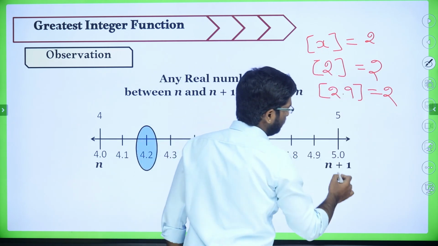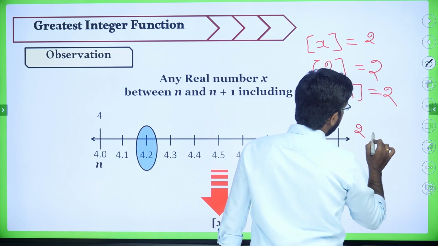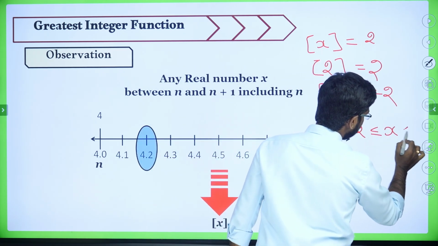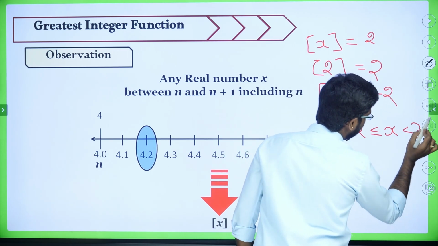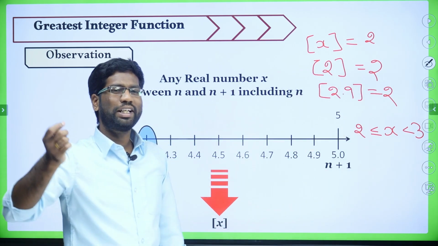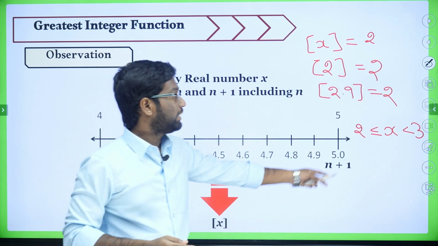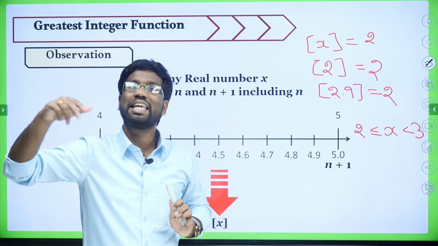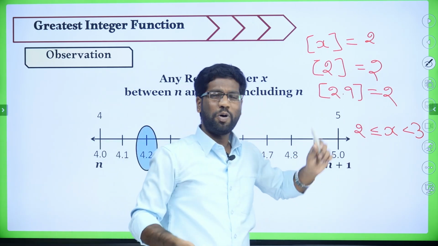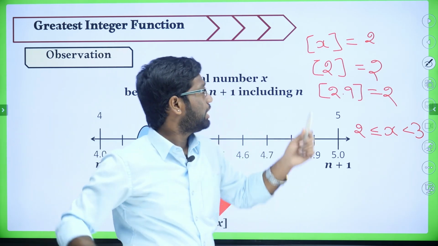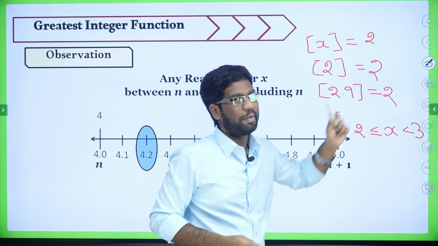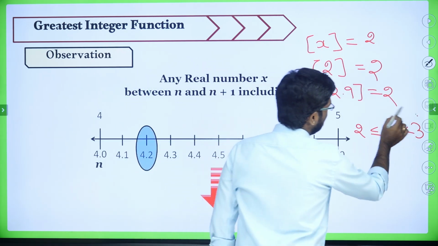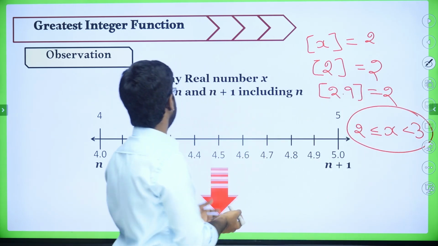So here 2 can come, as well as less than 3. Less than 3 means 2.999 I can take, but 3 I can't, because when it comes to 3, it becomes 3 is equal to 3. So till 2.99999, it gives me the value 2 only, my dear students. So this is the interval. That's what they have given here, my dear students.